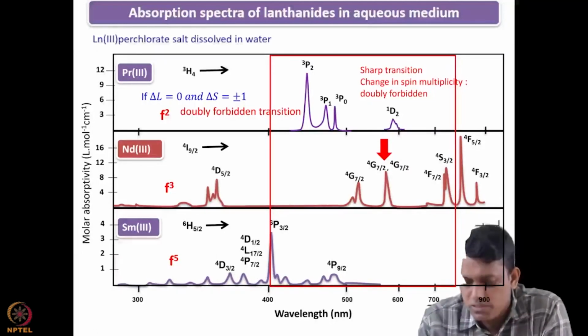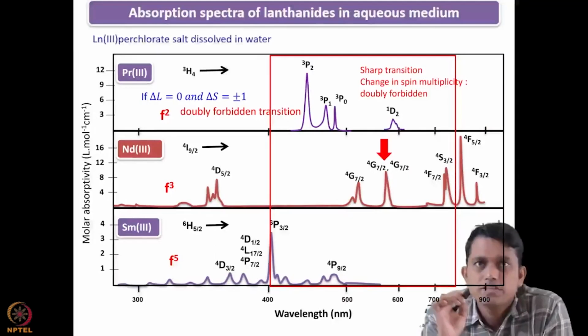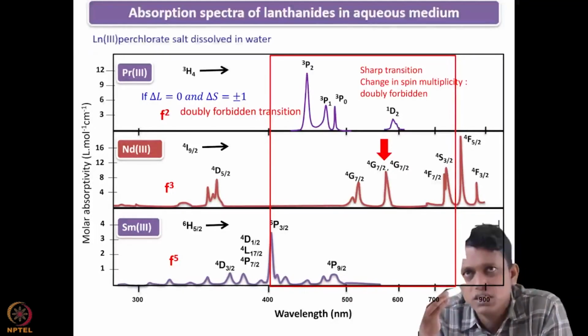I'll just repeat it again for clarity. What I mean to say is that the spin multiplicity should be the same when you are having a transition. If your spin multiplicity is changing in a transition, the intensity falls drastically because this is a forbidden transition. So ideally your del S should be 0 for a transition to be allowed.